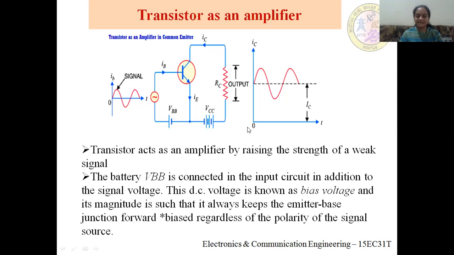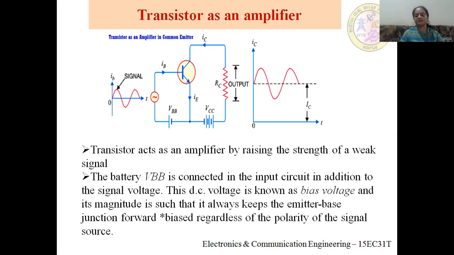So in the second slide, we studied active mode. Active mode means the input circuit should be forward biased and the output circuit should be reverse biased. So always, in order to work as an amplifier, a transistor should be operated in the active region. That means the base-emitter should be forward biased and the collector-base should be reverse biased. So to work as an amplifier, we use these DC voltages, one at the input circuit and one at the output circuit.